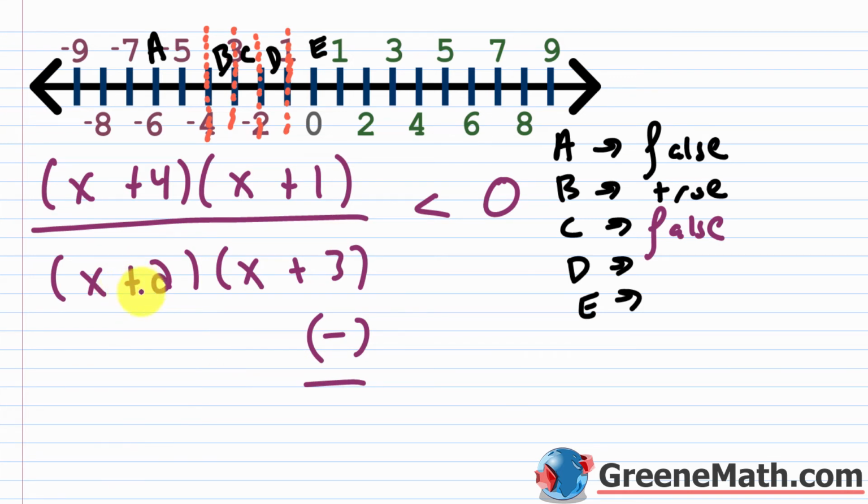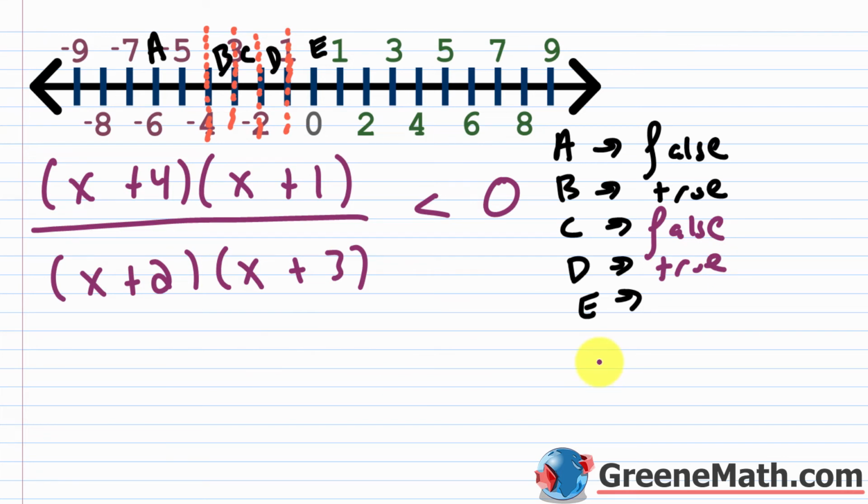Negative 1.5 plus 2 would be 0.5. And then negative 1.5 plus 3 would be 1.5. So this right here would be a positive, right? So negative over positive is negative, and a negative is less than 0. So this would be true. Okay, for E, that's anything that's greater than negative 1.